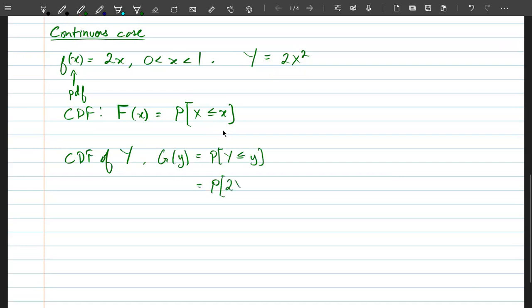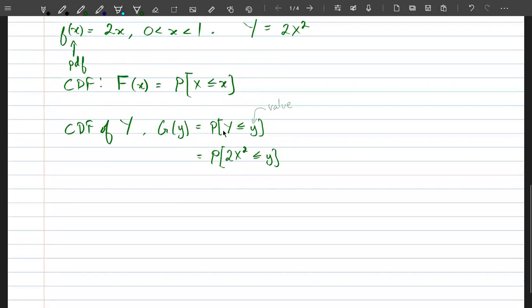So Y is exactly 2X squared, and remember this small y is a value, okay? Only capital Y is a random variable. So the probability of Y less than or equal to y is equal to the probability of 2X squared less than or equal to this particular value y.